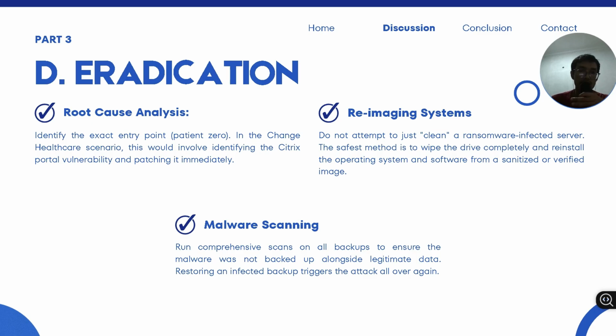And the second one is reimaging systems. We do not just clean the ransomware-infected server, but the safest way is to wipe the drive completely and reinstall the operating system and software from a sanitized or verified image. And the third one is malware scanning. We also run a comprehensive scan on all backups to ensure that malware was not backed up with our legitimate data. It is because if we restore an infected backup, it will only trigger the attack all over again.